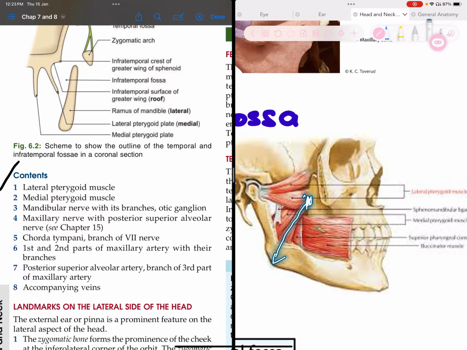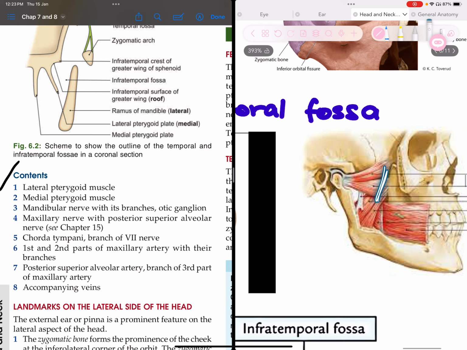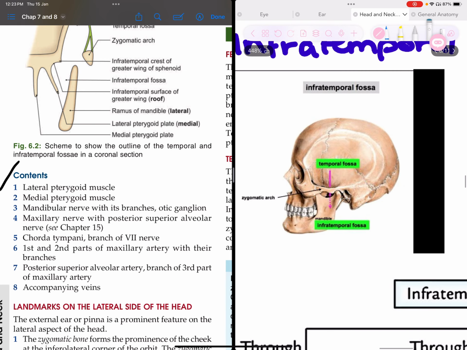Whereas lateral pterygoid, it originates from the greater wing of the sphenoid and lateral pterygoid plate, and it will insert in the neck of the mandible and the articular disc. Remember, we already studied this. So you can see where they're placed. So that's the reason there's a content of the infratemporal fossa.